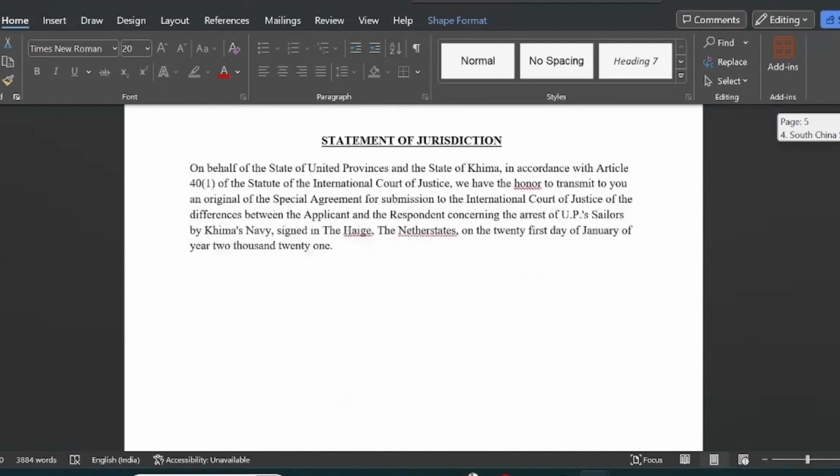Index of Authority, Statement of Jurisdiction. On behalf of the State of United Province and State of Kima, in accordance with Article 40, Clause 1 of the Statute of the International Court of Justice, we have the honor to transmit to you an original of this special agreement for the submission to the International Court of Justice of the differences between applicant and the respondent concerning the arrest of United Province sailors by Kima Sea, signed in Hague.